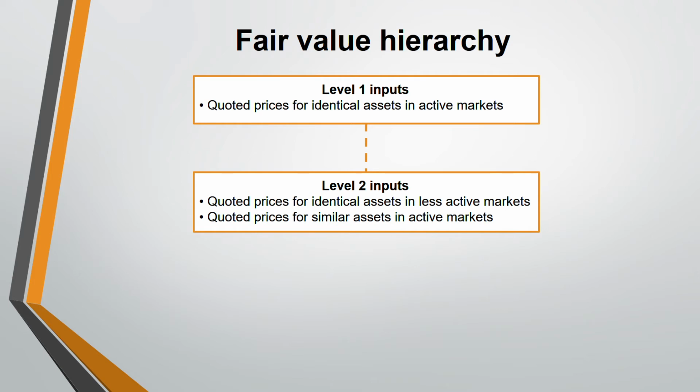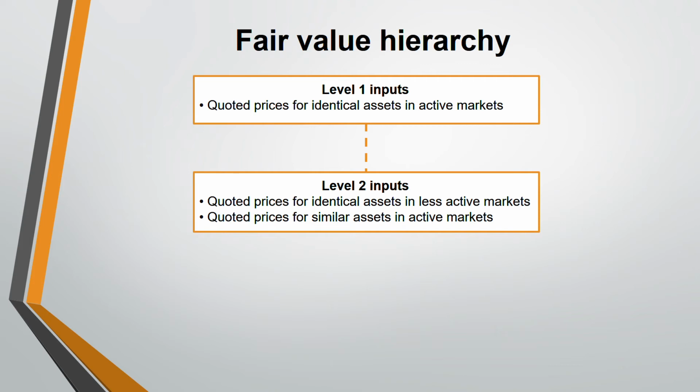Then we go to level 2. Level 2 is okay, not so bad, but not the best like level 1, which we get easily. In level 2, we have quoted prices for identical assets but in a less active market. Or it could be quoted prices for a similar asset but in an active market. Similar asset means not exactly the same. Maybe the phone which I'm using might be a different model, right?